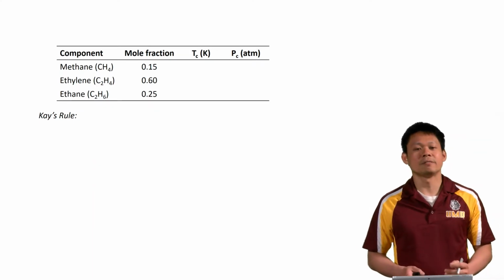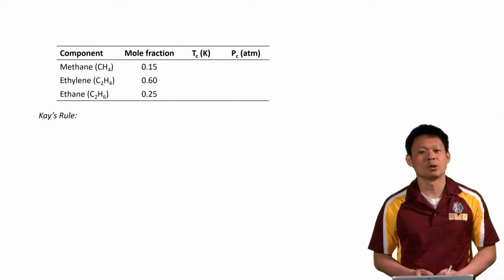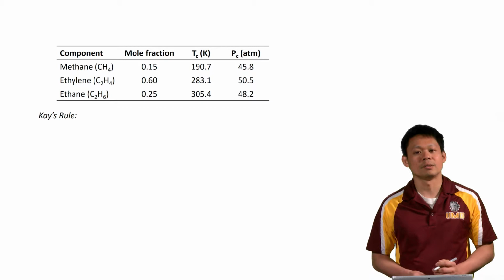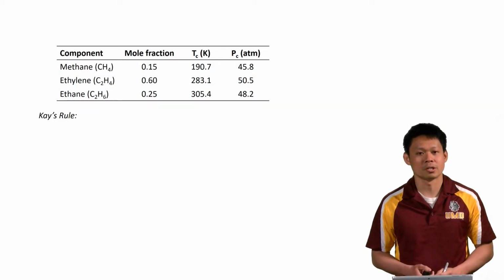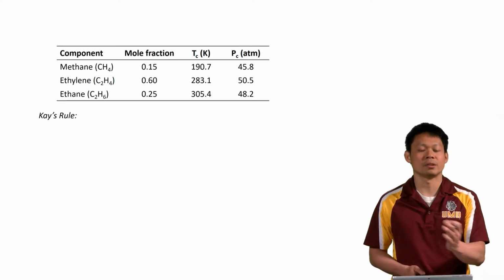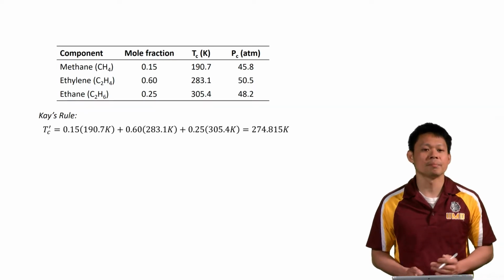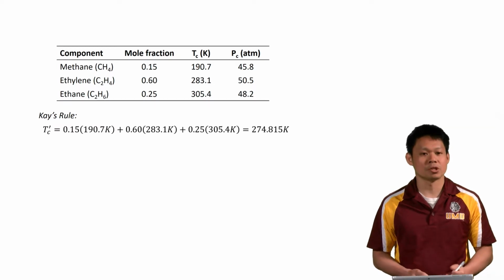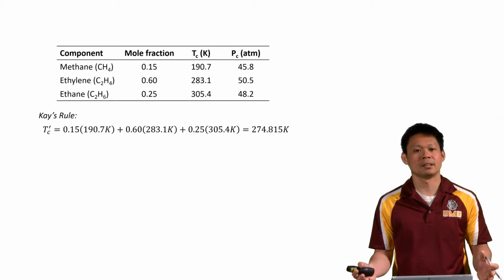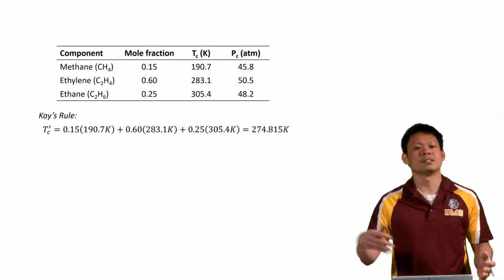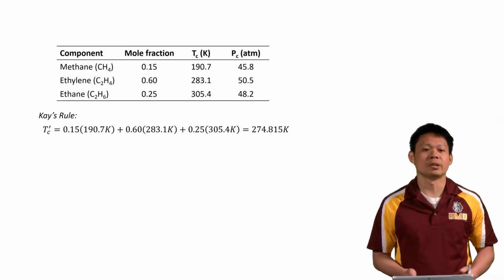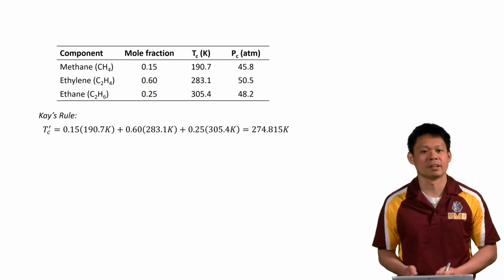All right, welcome back. So hopefully you had a chance to try out this problem on your own. First, looking up the table, you can get the table of values as you can see down here, the critical temperatures and critical pressures. The next thing to do using Kay's rule is just to weigh each critical temperature by the mole fraction. So the pseudo-critical temperature is just the mole fraction of methane, 0.15, multiplied by the critical temperature of methane, 190.7. Do the same with ethylene and ethane, sum them all up, and you have your pseudo-critical temperature of 274.815 Kelvin.